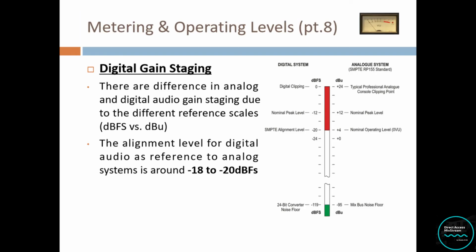SMPTE here stands for Society of Motion Picture and Television Engineers. They have determined the alignment level is minus 20 dBFS. I'll show you again later on when we get in there. Now, a typical 24-bit converter noise floor is about minus 119 dBFS. It's around that, so it's minus 119 dB.